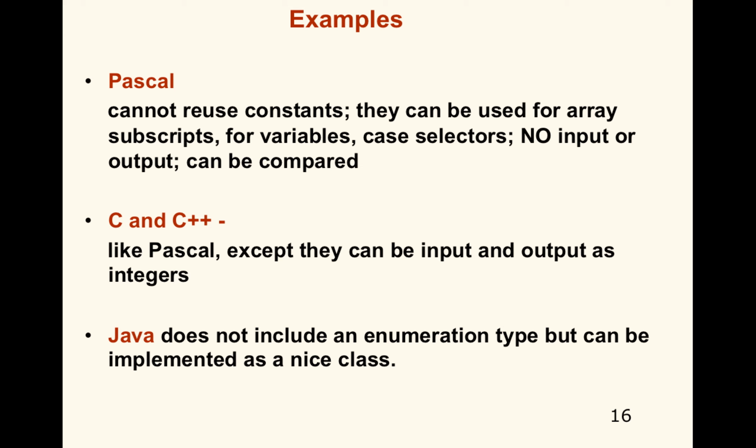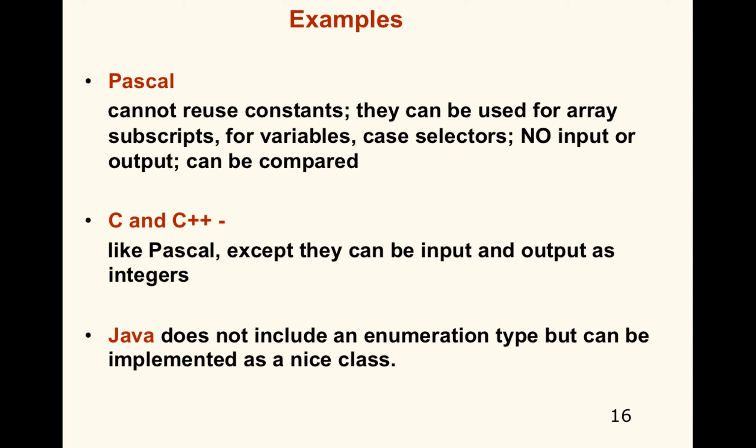Some examples of the enumeration in Pascal: you could not reuse the constants. They were used as an array subscript for variables. There were case selectors. No input or output could be compared. They changed that with C or C++ a bit. It's very similar to Pascal. In fact, in the language of C there's a lot of Pascal inside of C, so they kind of copied that. You couldn't reuse the constant values, but you could do input and output as integers.